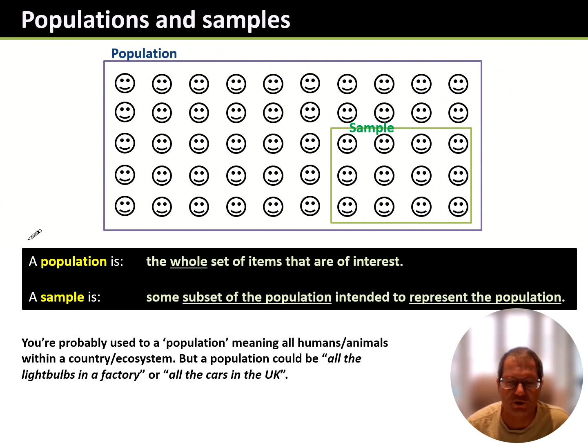Okay, I've provided you with a glossary sheet which will cover key terms in this lesson and the third lesson. The first two terms we need to be aware of are population and sample. So a population is the whole set of items that are of interest, and as it says at the bottom, we may be used to a population meaning all humans or all cats or whatever it might be. But a population could in theory be all the light bulbs in the factory or all the cars in the UK. So a population is, as it says, the whole set of items, whether they're animate or inanimate, that are of interest, and a sample is some subset of the population intended to represent the population.